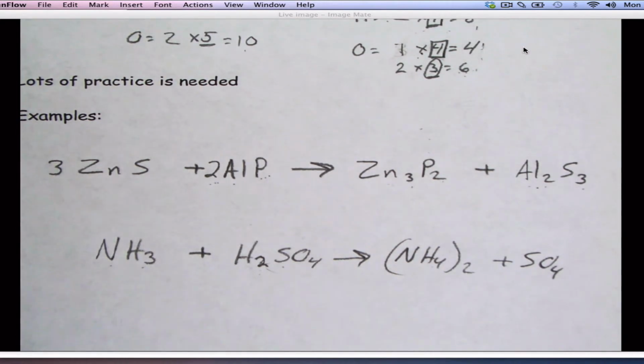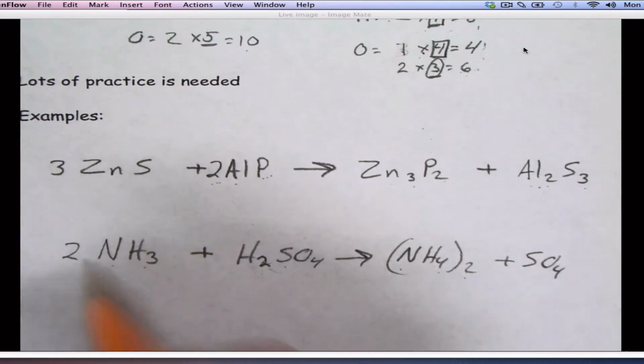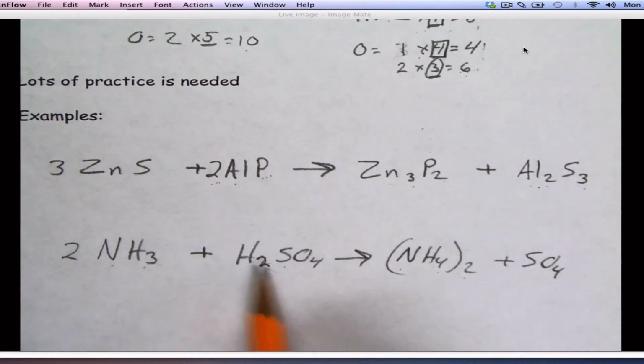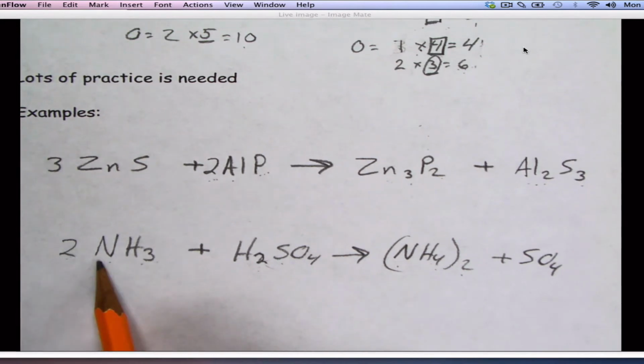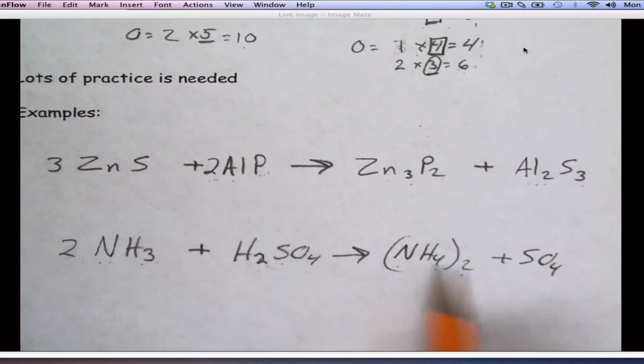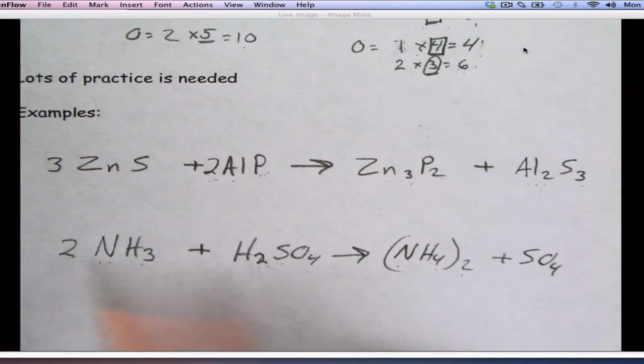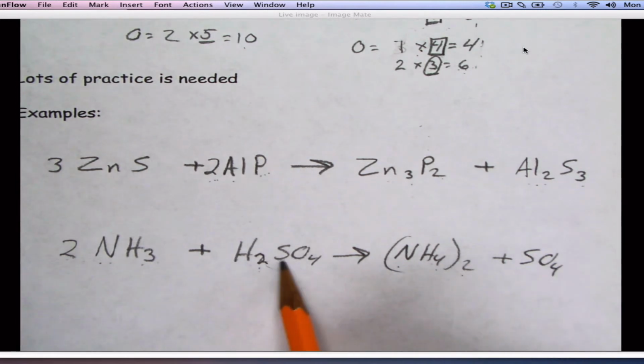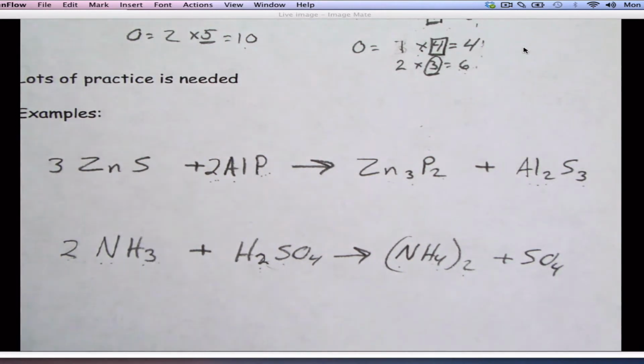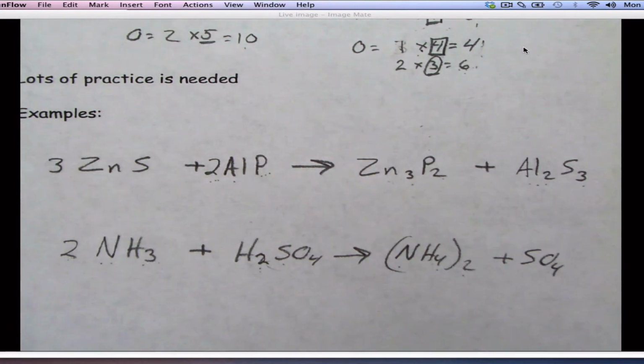So here's the first thing I would do. Well, I need 2 nitrogens and I need 8 hydrogens. Well, let's see if we can work that out. So I need 2 nitrogens, so I'd put a 2 here first. So 2 nitrogens, good. Nitrogens are good. Now I have 8 hydrogens, 6 and 2. Oh, there's 8 hydrogens. That worked out nicely. And then I have 1 SO4. It's balanced. Some are really that simple. Some are way more elaborate.